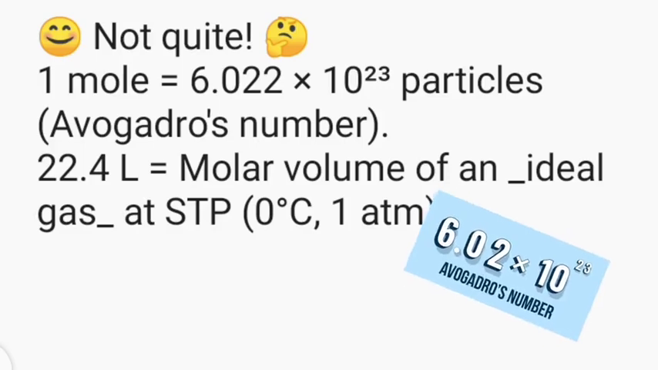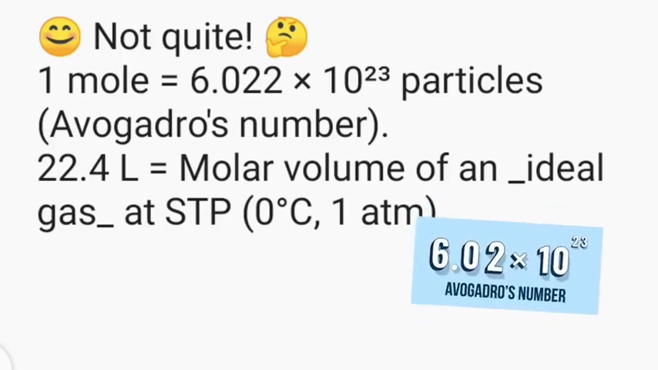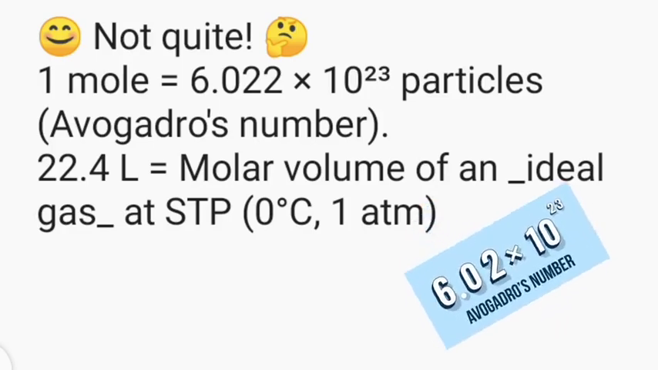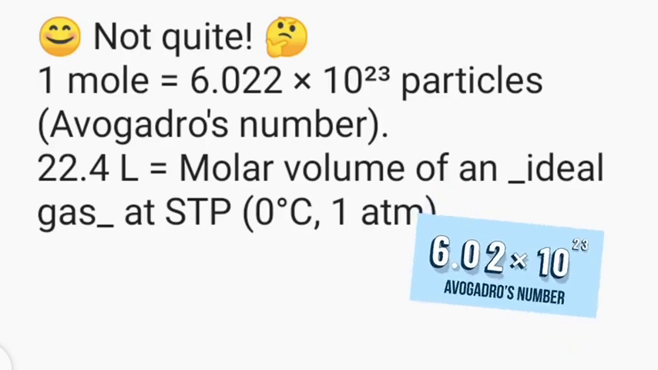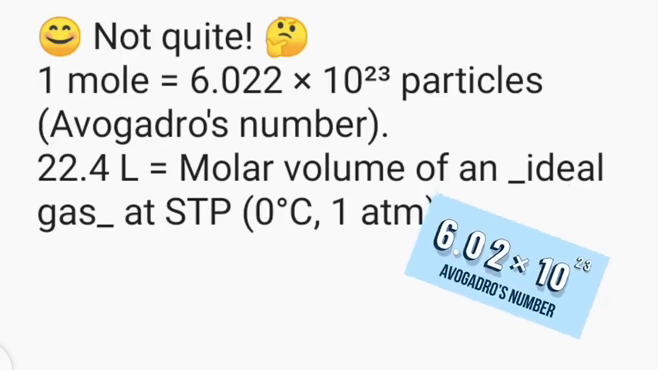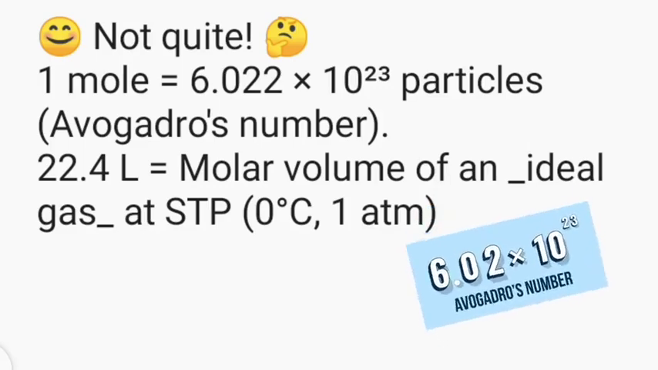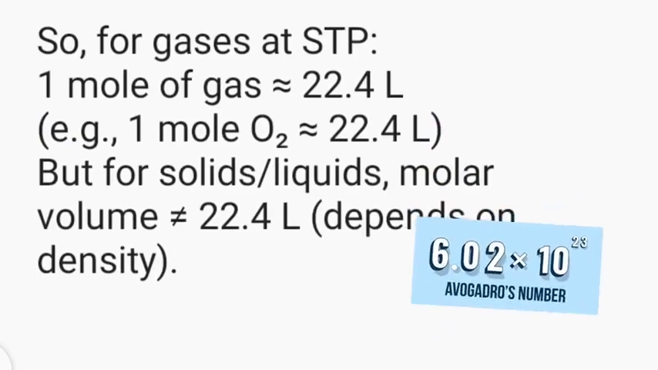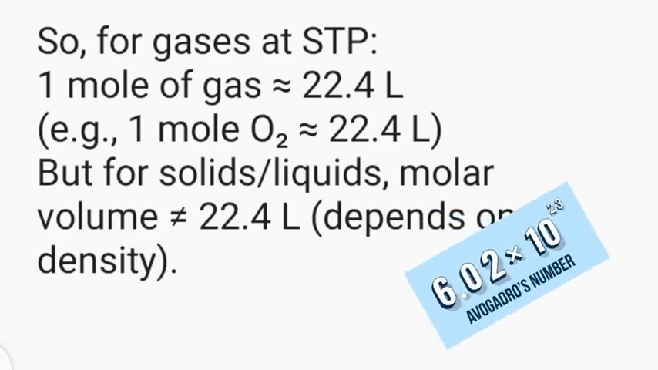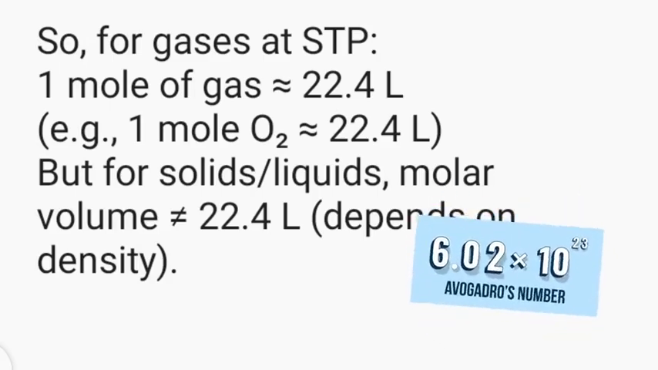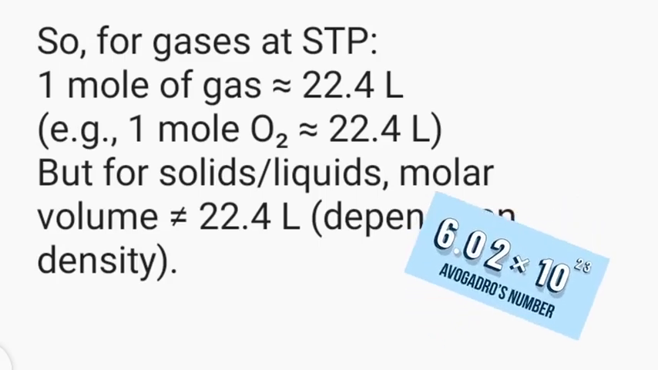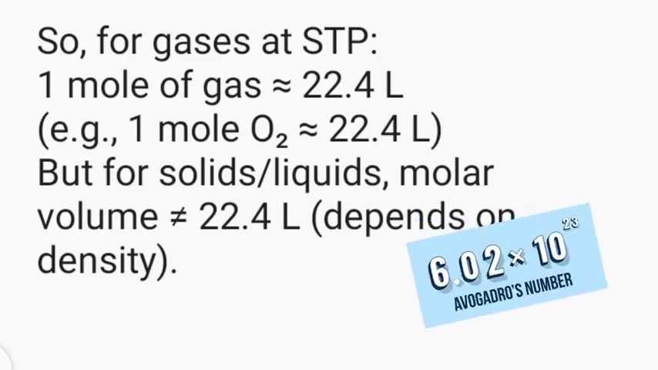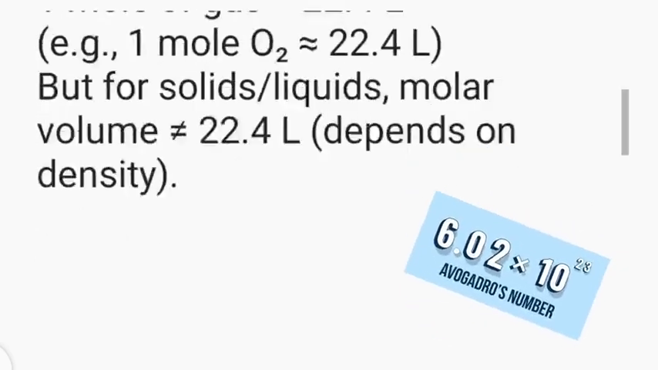That's the Avogadro's number. The molar volume is still maintained at 22.4 for gases, especially at STP. And STP means at 0 degrees Celsius and 1 atm. So if you want to know how many particles are in 1 mole, you have to use this formula. Now for gases at STP, 1 mole of gas is 22.4 liter or 22.4 dm cube, e.g., 1 mole of oxygen gas is 22.4 liter. For solids and liquids it is a little bit different, but for gases it is 22.4, which depends on the density.